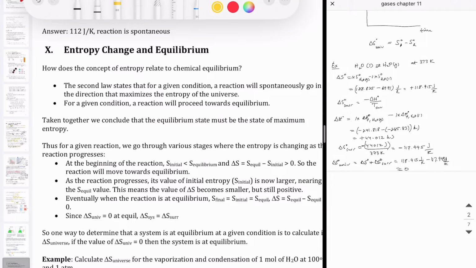So now I want to connect the idea of the change of entropy in the universe to another concept we've looked at quite a bit, which is the concept of equilibrium. The reason we want to connect these two ideas is because entropy allows us to predict whether a reaction is going to be spontaneous or not, which requires us to calculate the change in the value of entropy. And if that number is positive, we know that the reaction is going to go from reactants towards the product. But eventually that reaction will stop when it reaches equilibrium.